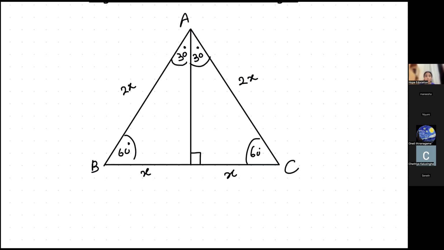Now, is it clear to all of you? Diagram-wise, I hope it's clear. If you have any questions, you can ask. Then look, we have all the angles. This is 30 degrees, this is 60 degrees, this is 30 degrees, this is 60 degrees, this is 90 degrees, and this is also 90. We have all the angles. Let's look at the sides. This is 2x, this is 2x, this is x, this is x.